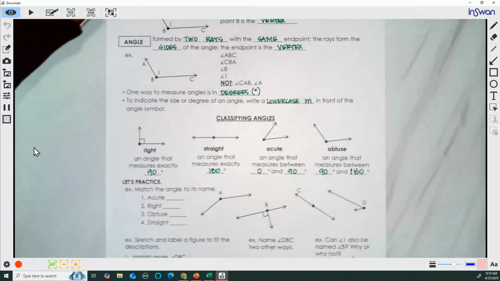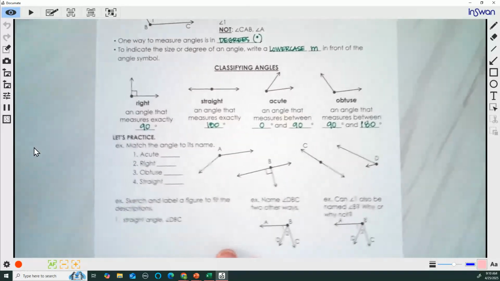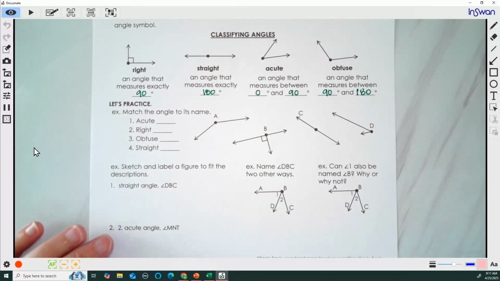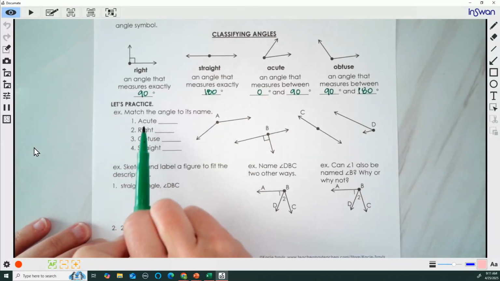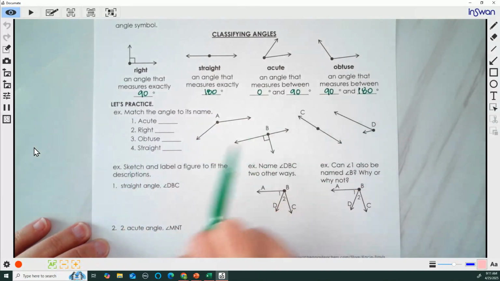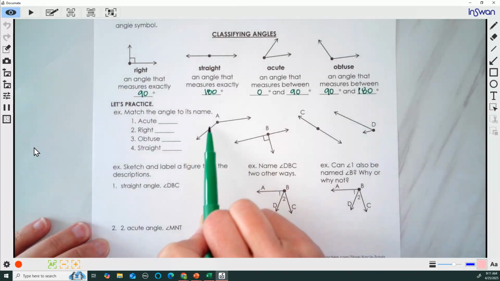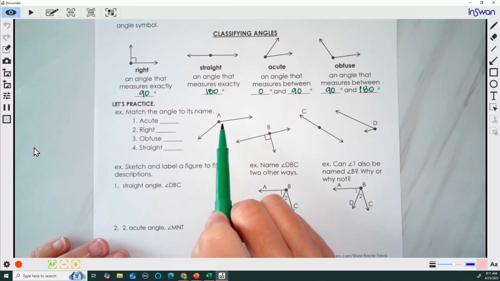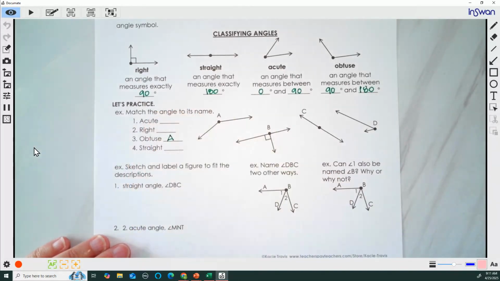Again, hopefully that's a review. Let's look just down here. Practice identifying angles by their angle classification, so matching the terms acute, right, obtuse, and straight to the angles. We have angle A here, which is a large angle. It's open wide. Its measure is greater than 90 degrees, but less than 180. So angle A is our obtuse angle.